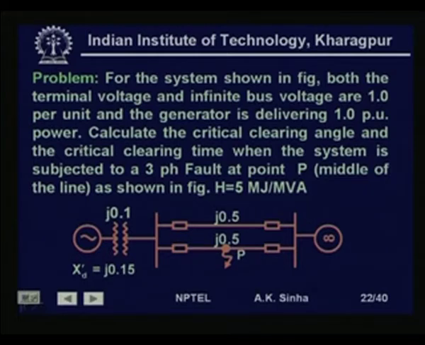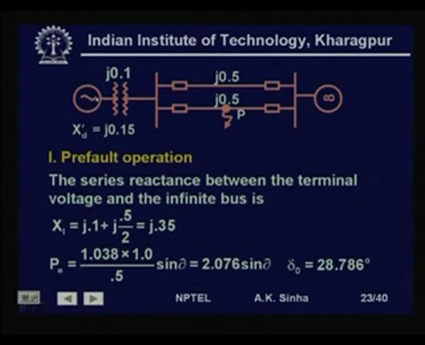Of course, critical clearing time in this case we cannot calculate when the system is subjected to a 3 phase fault at point P, that is the middle of the line as shown in figure. H for the synchronous machine is given as 5 megajoules per MVA. Now, here the Xd dash for the generator is given as 0.15, the transformer has a reactance of 0.1 per unit, and the lines have a reactance of 0.5 per unit.